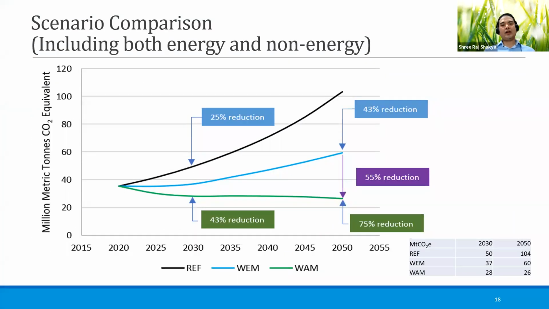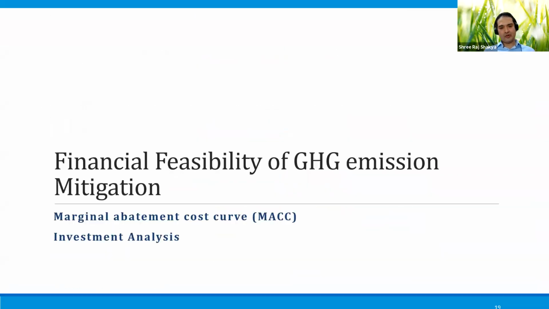So while doing this analysis, it has been shown that the country will be able to reduce nearly 43% of its baseline GHG emission by 2050 under the scenario with existing measures, and nearly 70% of GHG emission by 2050 under the with additional measures scenario. So this is a very good sign.